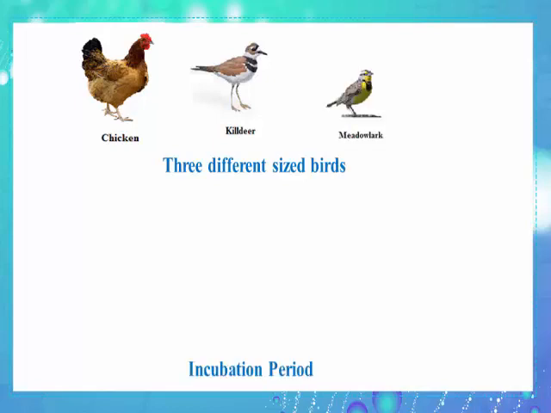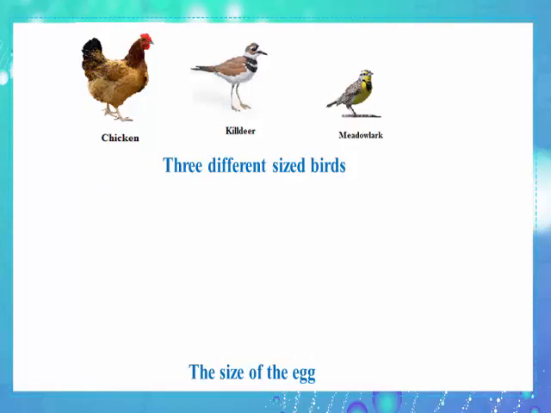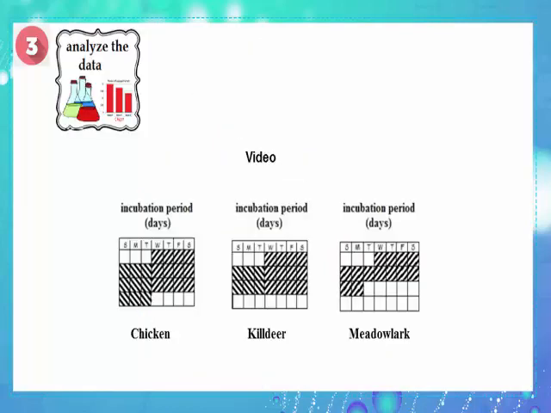Then we searched for the incubation period for every bird that corresponds to the time during which the chick stays in the egg while its mother is sitting on it. Then we measured approximately the size of the egg for each bird, and the results are shown in this figure. Now, when all the data is ready, it's time to think about and analyze this data.